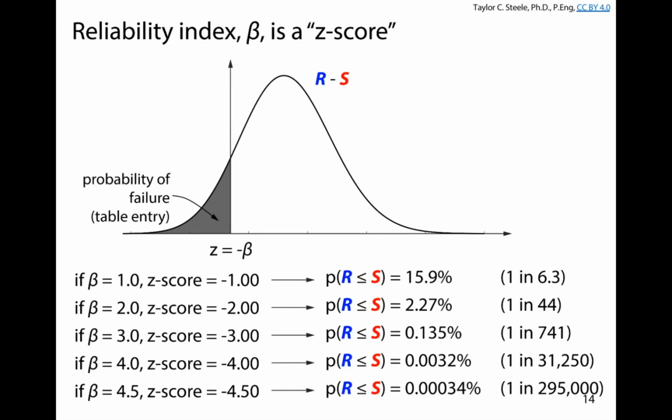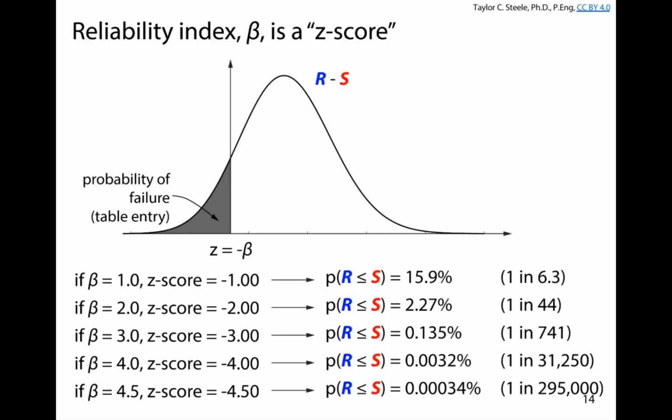A reliability index of 1 means that the probability we'll experience failure is about 16%, or 1 in 6.3. If we go to 2, that's about 2.3%, or 1 in 44. A beta of 3 is 1 in 741. A beta of 4 is 1 in 31,250. And 4.5 is 1 in about 300,000.